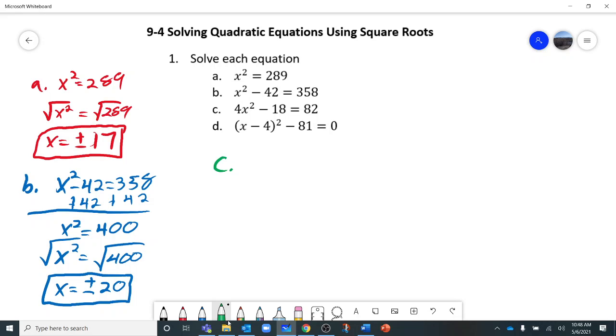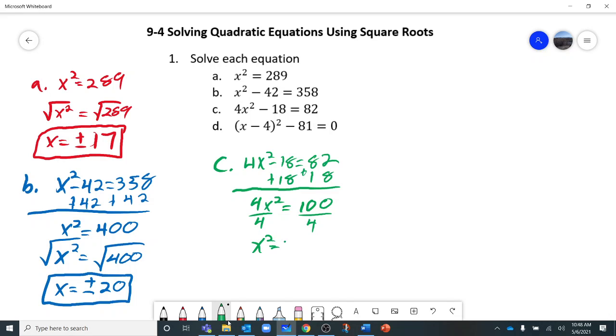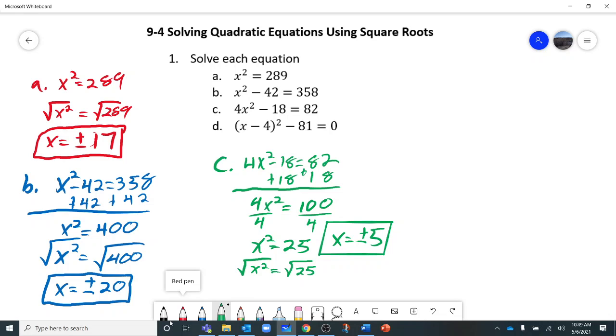All right, so C, 4x squared minus 18 equals 82. Add 18 to both sides. We get 4x squared equals 100. Divide both sides by 4. x squared equals 25. Square root of x squared equals the square root of 25. x equals plus or minus 5. That was a nice clean one. All right, and D.